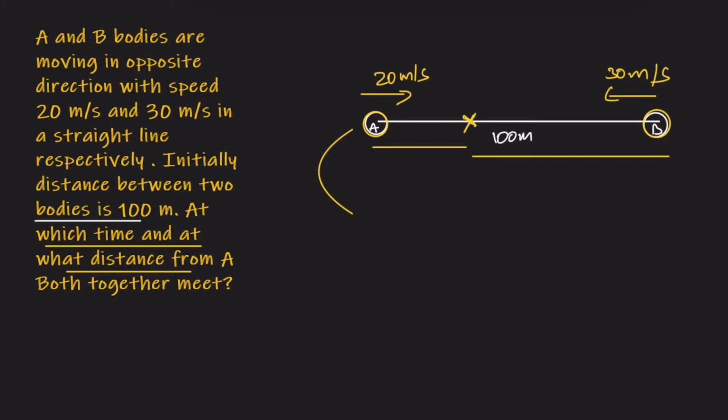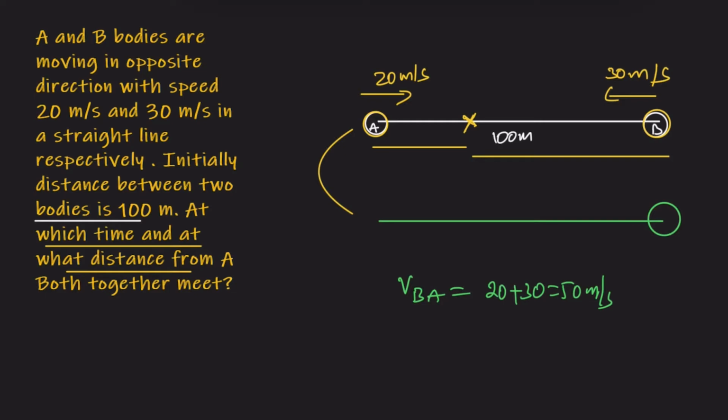I take the equivalent situation for this case. See here, A is moving 20 and B is moving 30 meter per second. Both are in opposite directions. Now I take a single body that is equivalent to the relative velocity of A and B. So what is the relative velocity of B with respect to A? Both are in opposite directions, so we take the addition of these two. So 20 plus 30, that is 50 meter per second. Now a single body is moving with 50 meter per second.